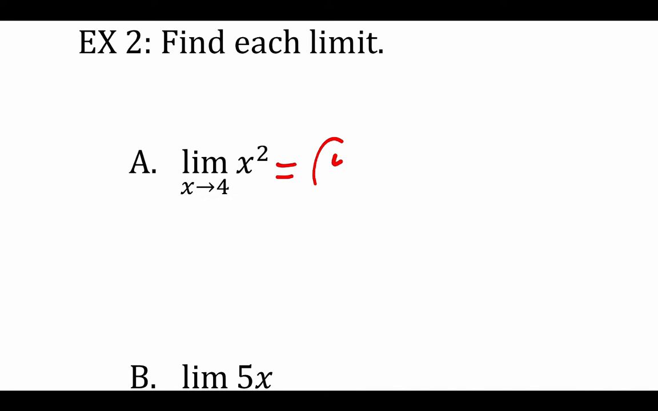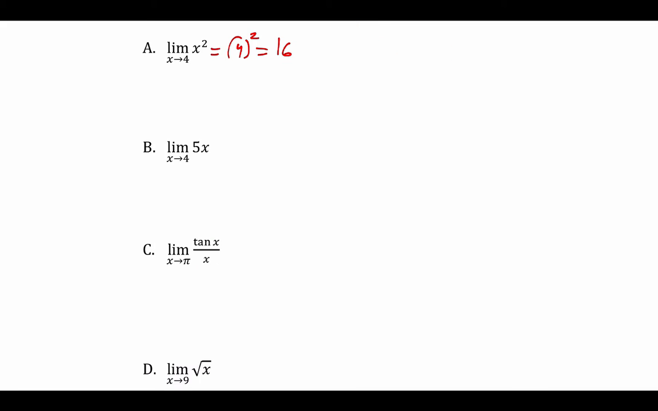Again, for this one, we can just plug in 4. So we've got 4 squared, equals 16. Okay, that seems kind of silly. What I'd like you to do is take a few moments, pause, and do the rest of these, watching out for the letter C. Pause the video, do the rest of these, and then we'll come back.